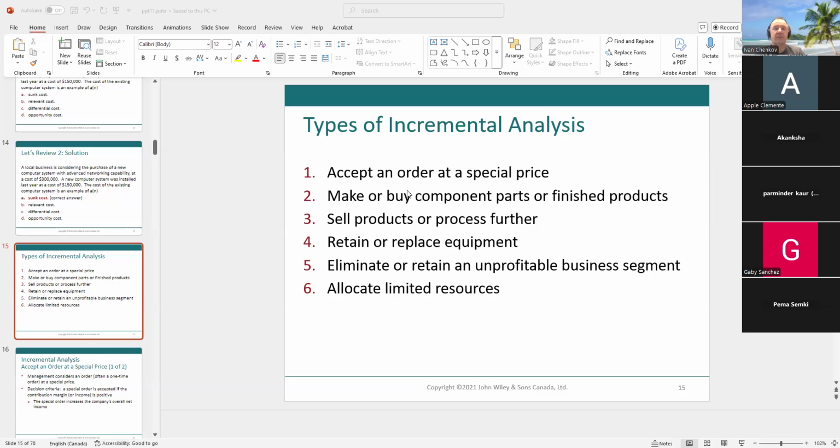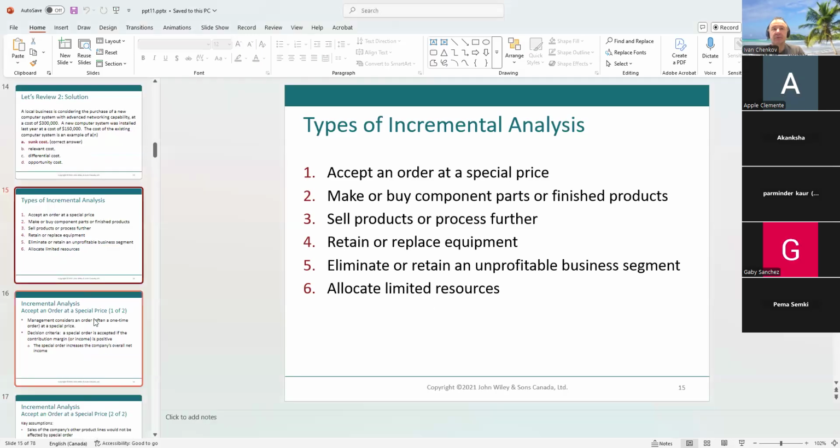Let's start quickly with what this chapter is about and what the incremental analysis is for. The incremental analysis is going to help us make decisions when we have to make a choice. The choices are: should I accept a special order or not? Should I make or buy components or parts for a finished product? Should I sell the product or process it further? Should I retain or replace the equipment? That's more like a capital decision. Eliminate or retain an unprofitable business segment, and allocate the limited resources.